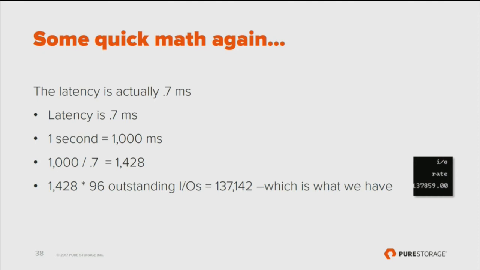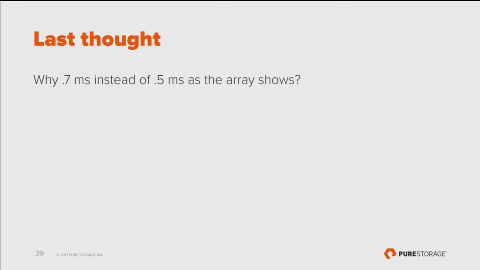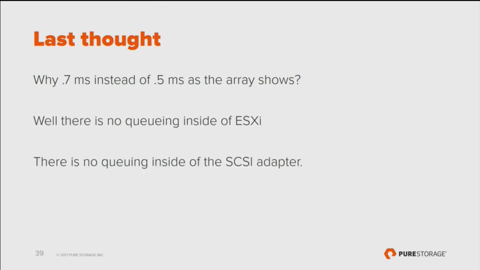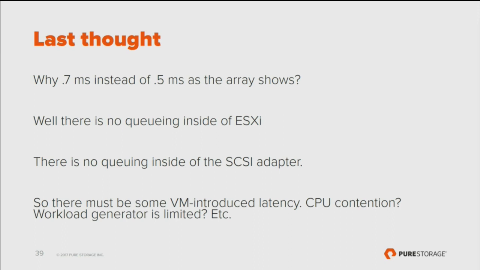I've opened up the queue inside of my VM. I've opened up the queue inside of ESX. It can push everything that it wants to push down. Why am I still having higher latency? Why is it 0.7 instead of 0.5 as what ESX reports? Well, at this point, you know there's contention in that virtual machine. Right? There's nothing queuing in ESX. The array looks fine. The SAN's fine because the disk average is low. So something in the VM is causing a problem.